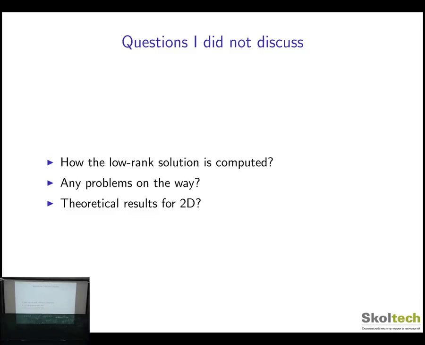So now I see that I discussed these questions on the way. What you have is A applied to X, scalar product by X. This is a tensor, this is a tensor. The scalar product is summing over all the elements. Like this, right?